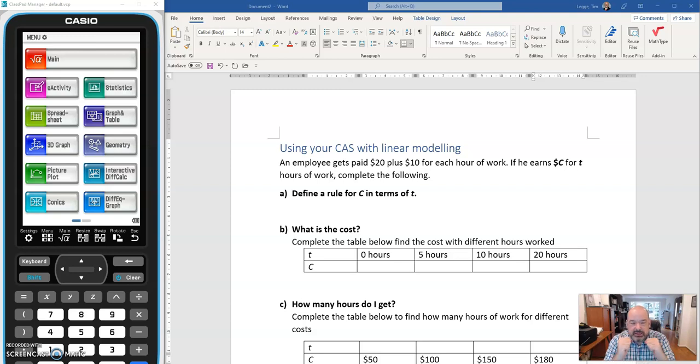Today is a really valuable one. We're going to be defining functions using the CAS, and it's going to save you so much algebra. So I really want you to tune into this one. The last section of our topic on straight line graphs is on linear modeling, where we need to work out an equation for a particular situation and then use that equation to calculate various things. So that's what we're going to be doing today.